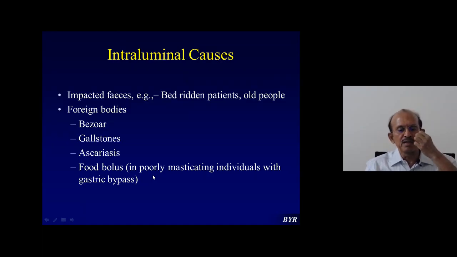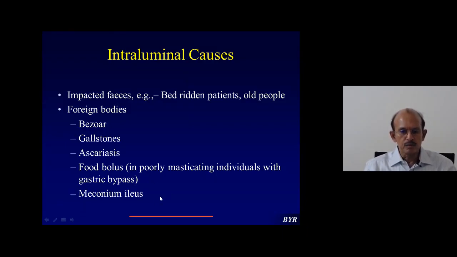So when the food is passing through the stomach, bypassing the pylorus, as in gastrectomy cases or gastrojejunostomy cases, then the food bolus can block at this place. Already we have discussed this point when we were studying about the sequelae of gastric operations. Then another foreign body can be meconium ileus. Of course, we will study about these various conditions in the next class, that is tomorrow, under specific diseases.